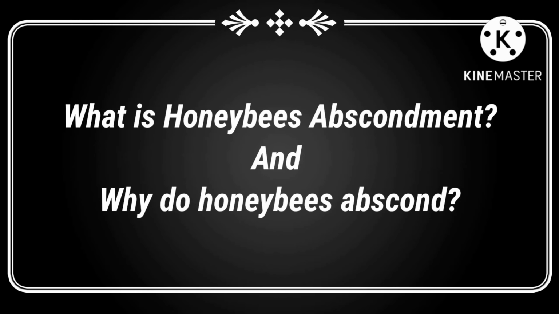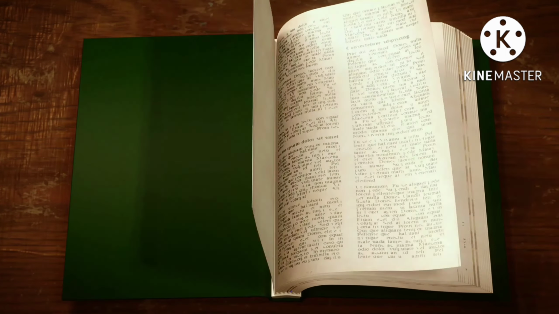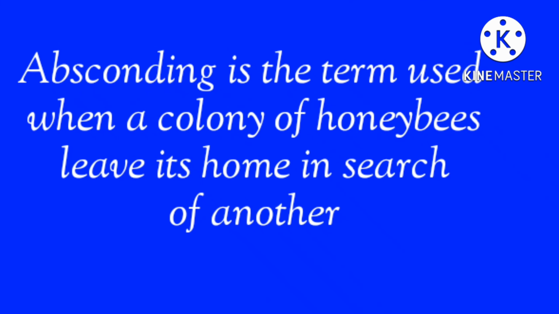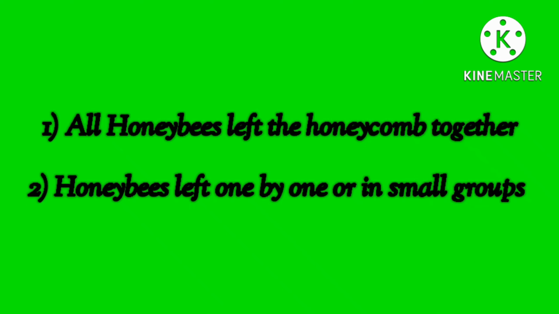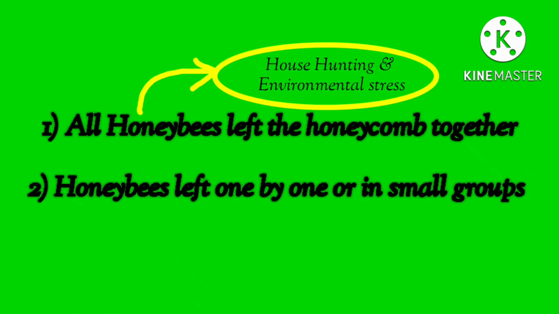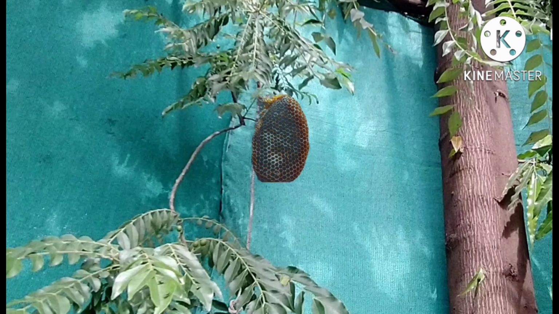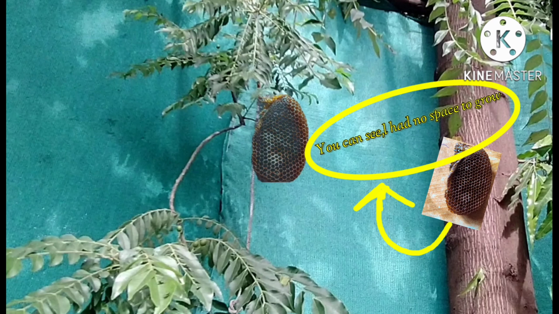And now at last, let's discuss what is honeybee abscondment and why do honeybees abscond. Absconding is the term used when a colony of honeybees leaves its home in search of another. While observing honeycombs, I observed 2 types of abscondment. First, all honeybees left the honeycomb together. Second, the honeybees left the honeycomb one by one. The first happens as a result of house hunting and environmental stresses, whereas the second happens because of varroa mites. The honeycomb that I showed you as a sample was actually absconded as a result of environmental stresses, most probably because of lack of space to grow, as I suspect.